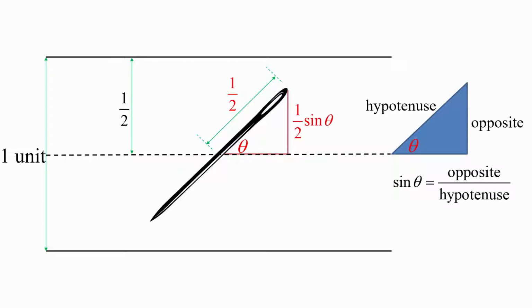We'll specify an angle theta in that right angled triangle, and using basic trigonometry, the opposite side to the angle is a half sine theta. What does that mean? It means that if a half sine theta is greater than a half, then the needle will fall on one of the two parallel lines.